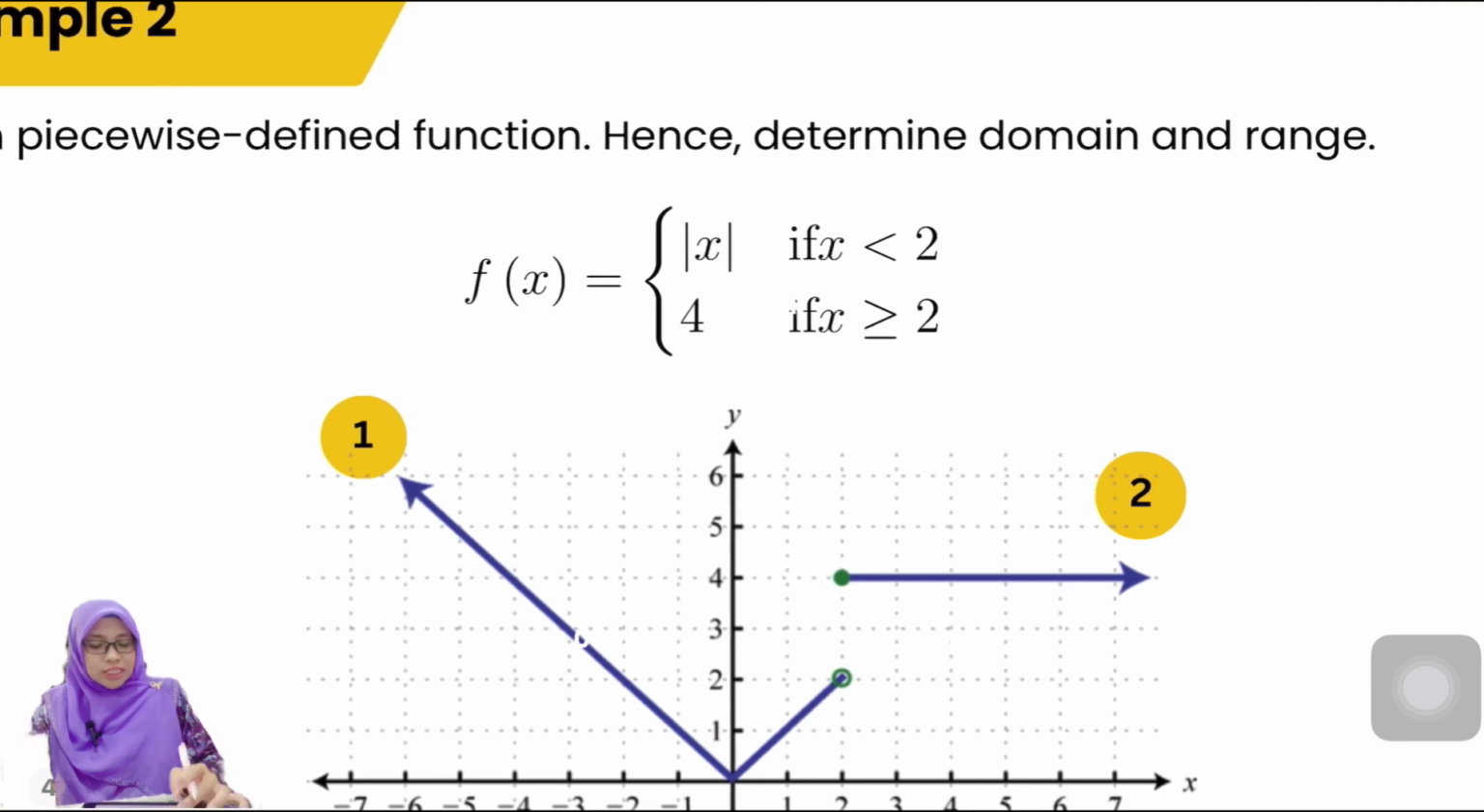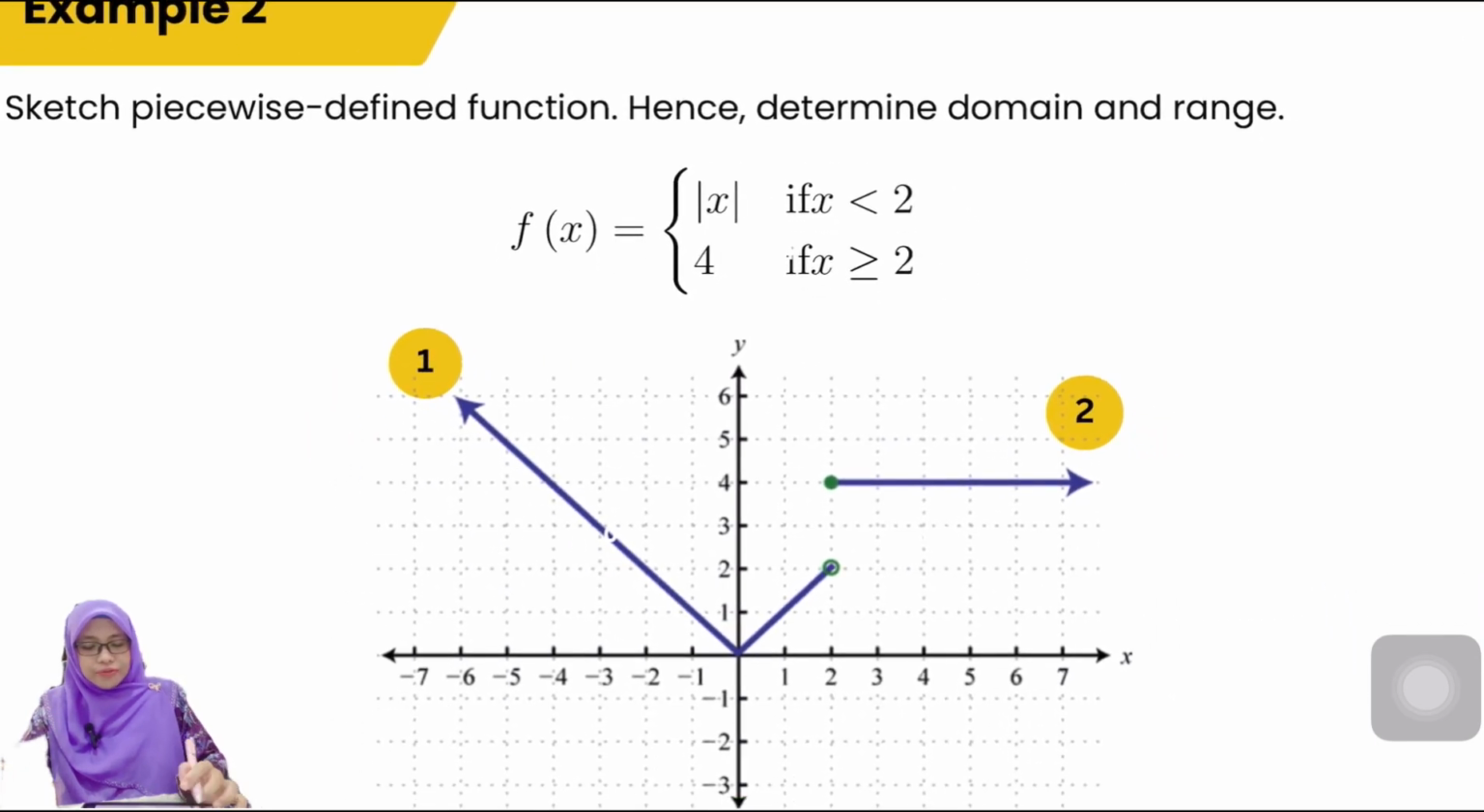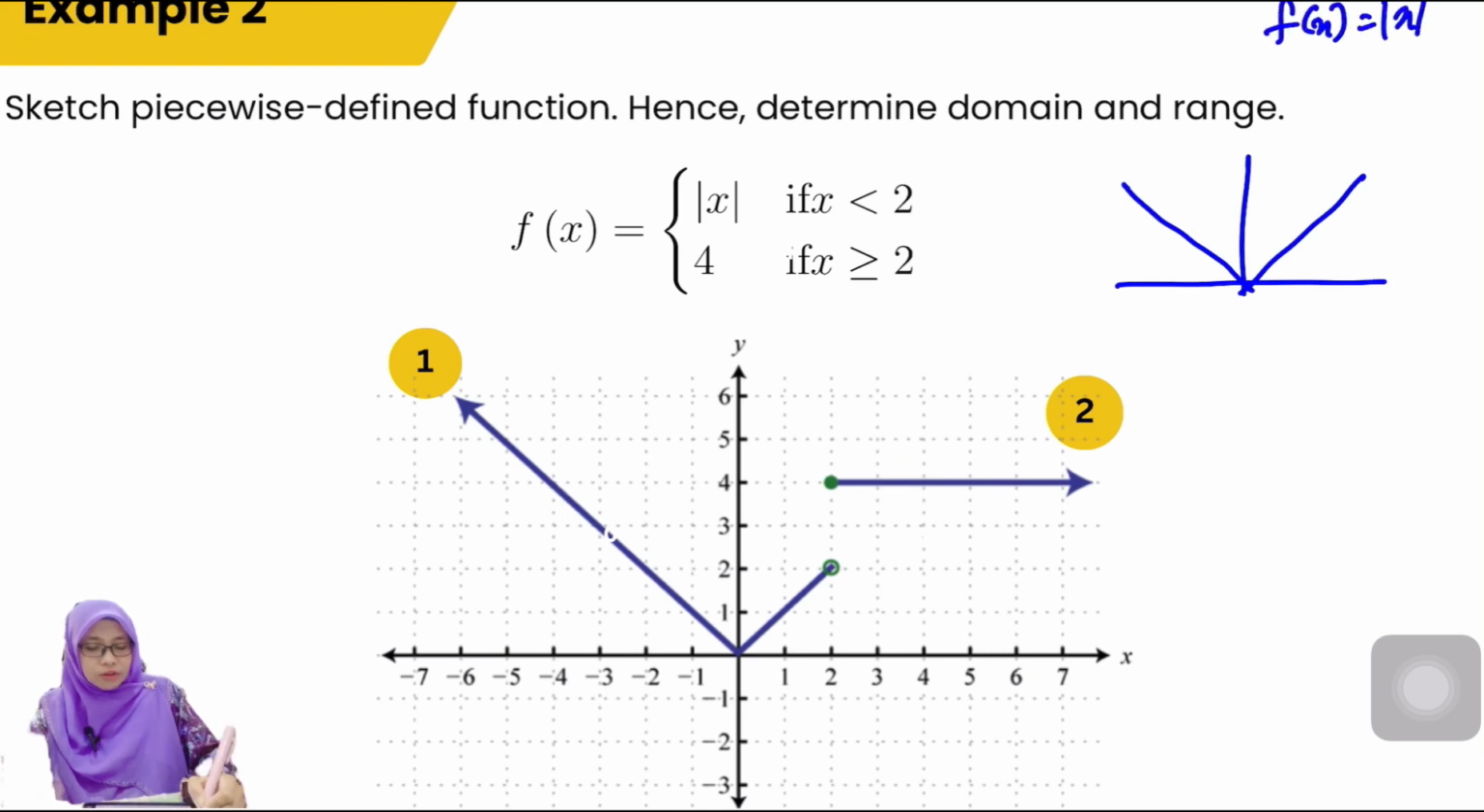Now let's look at this example. We have the function f(x) equal to modulus of x where x is less than 2, and 4 when x is greater than or equal to 2. For the first graph here, this is referred to as the function modulus of x. If you draw the basic graph for the function f(x) equal to modulus of x, this is how the basic graph looks like.